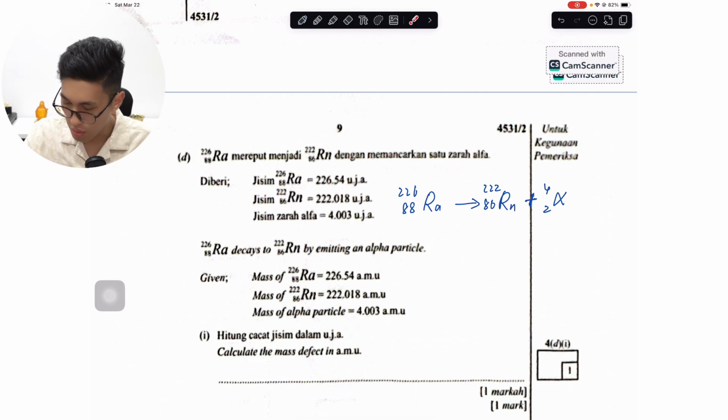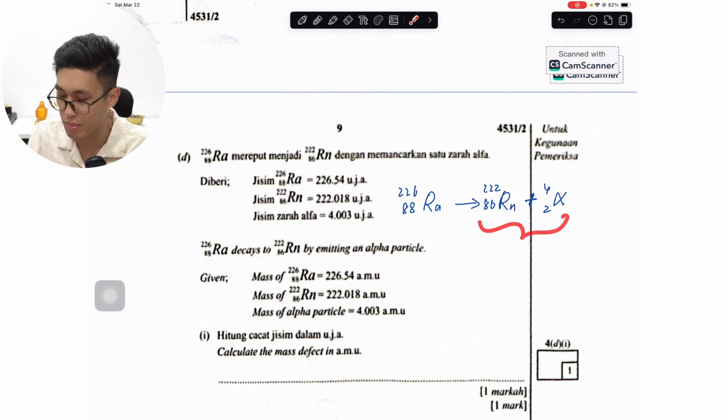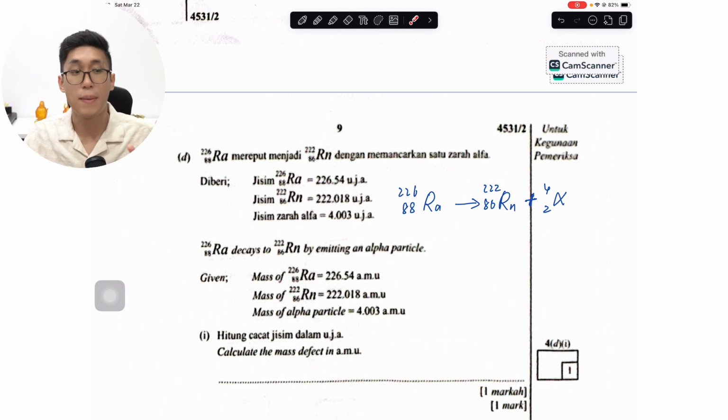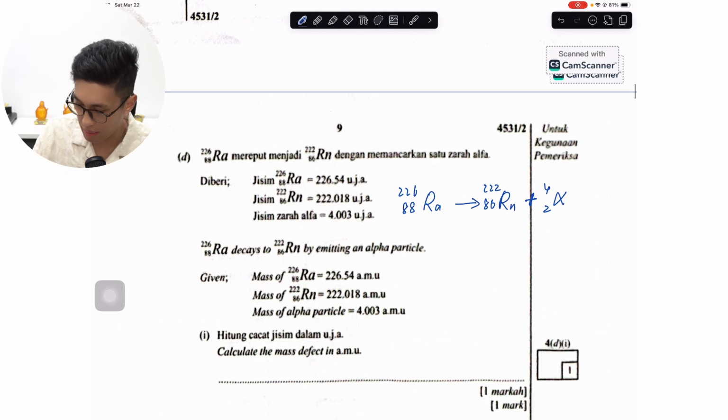Okay, so the problem is, even though you can see that 222 plus 4 is 226, 86 plus 2 is 88, supposedly these two add up, it should become this. Okay, but the mass, right, is actually different. If you actually use the mass number to add them up, you will realize that there will be some mass missing. That is called mass defect. Okay, so let me just show you.